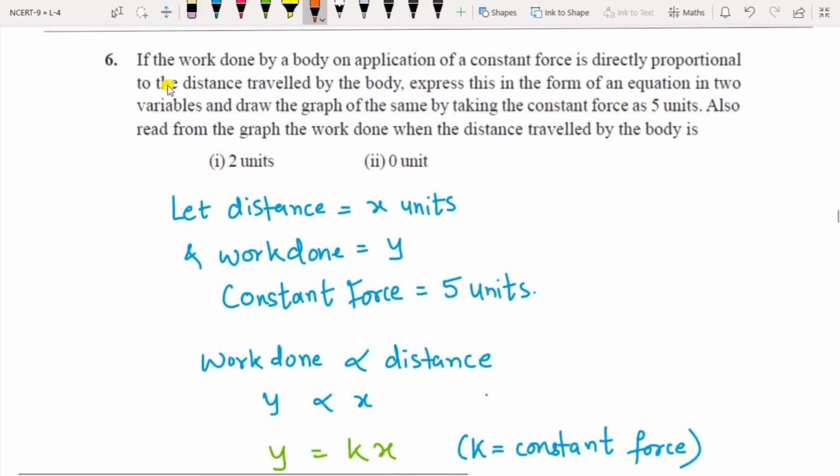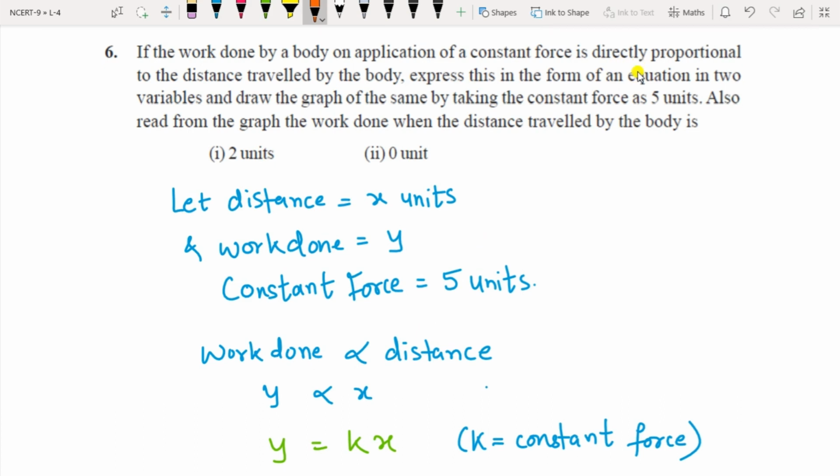Sixth question here is, if the work done by a body on application of a constant force is directly proportional to the distance traveled, express this in the form of 2 variables and draw the graph by taking constant force as 5 units, and also read the graph for the work done when the distance traveled by the body is 2 units and 0 units. So let us consider distance as x units, work done as y units, constant force is given as 5 units, and work done is directly proportional to distance, as given in the question.